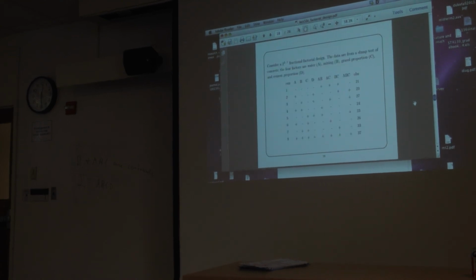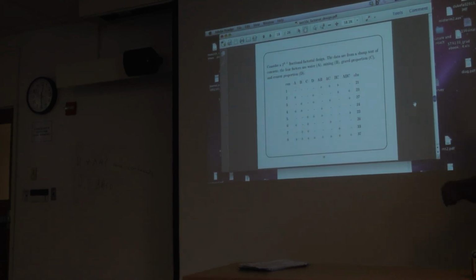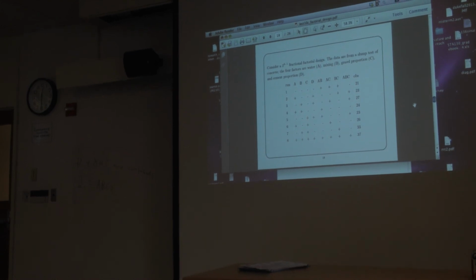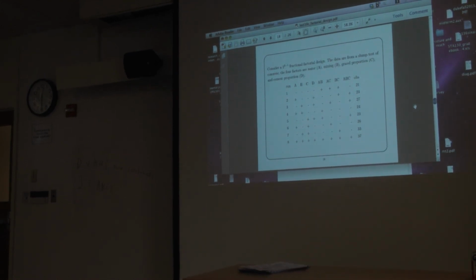Let's talk about one more thing, okay? What level is this? I think it's 4, right? Because it's 1 and 3 or 2 and 2. Those are my confounds, okay?